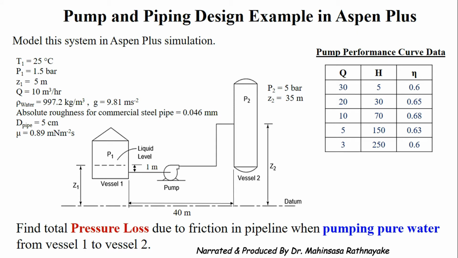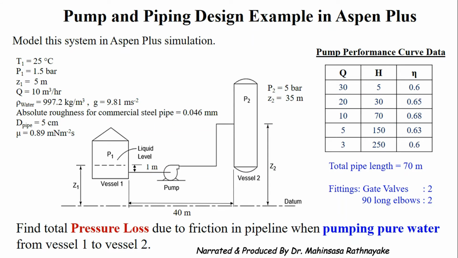For the pump, we are going to use the pump performance curve data as given. The total length required for piping is 70 meters. We need to fit 2 gate valves and 2 90-degree long elbows as fittings for the piping.